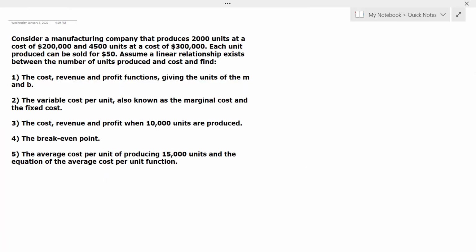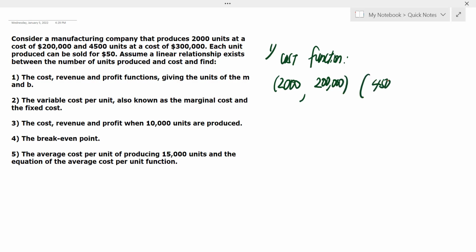All right, so first one is taking care of the cost function. So let's find out the cost function first. So we are given two ordered pairs here. In terms of 2,000 units production level, the total cost is $200,000. At a 4,500 units production level, the cost is $300,000. Now these are two ordered pairs. We call them x1, y1, x2, y2. And the y value represents the total cost. The x value represents units produced and sold.